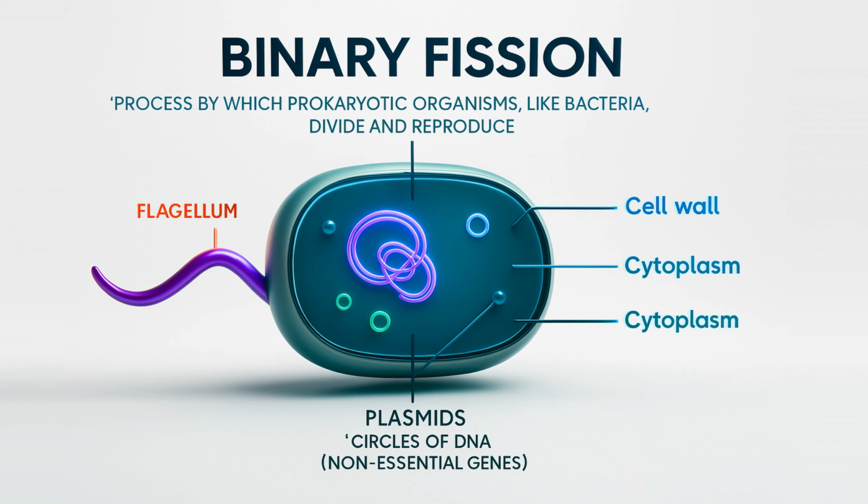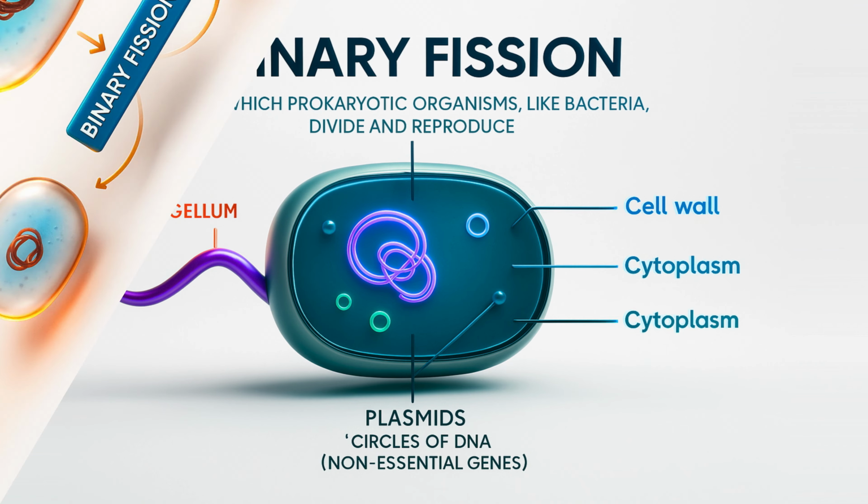If we take a moment to look at the structure of a single bacterial cell, we can observe that it typically contains a cell wall, a cell membrane, cytoplasm, a large circular strand of deoxyribonucleic acid, which holds all the crucial genetic information, and several small loops of deoxyribonucleic acid, known as plasmids. These plasmids often contain non-essential genes that may offer certain advantages in specific environments. Additionally, some bacteria may also have a flagellum, which is a tail-like structure used for movement, though not all bacteria have one.